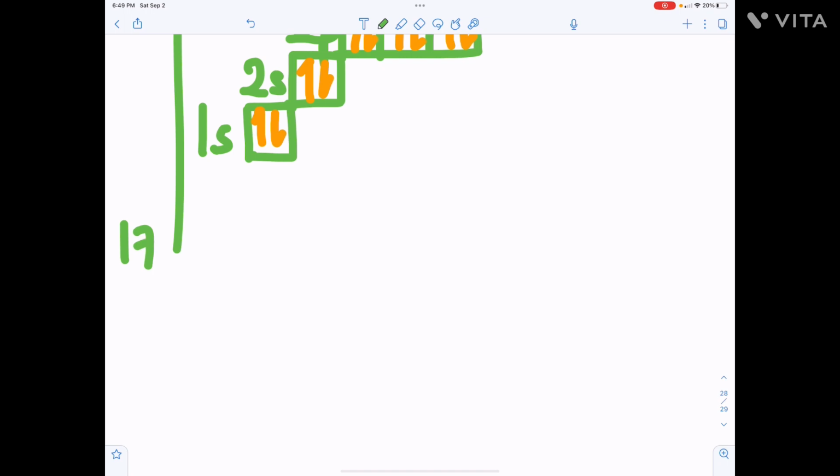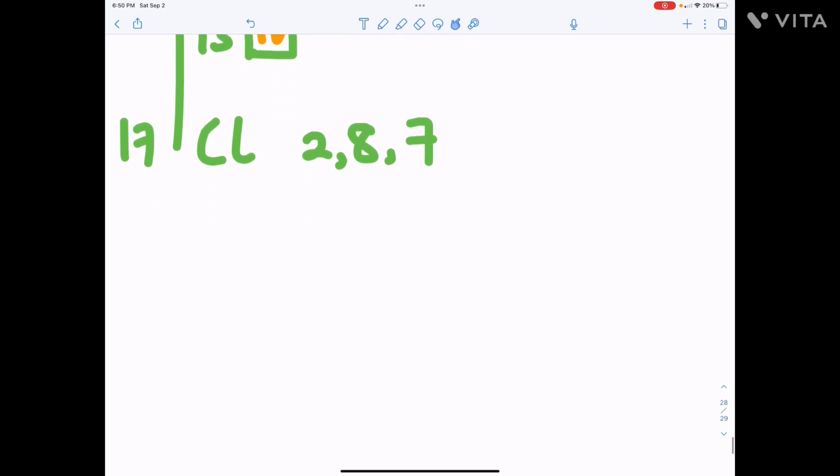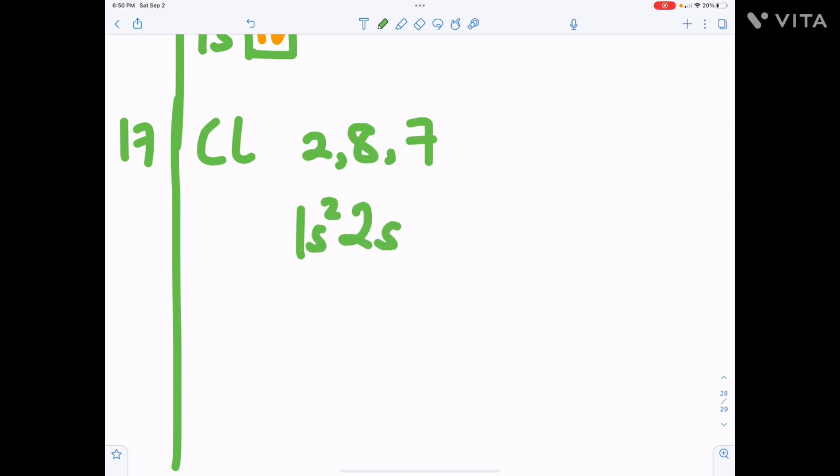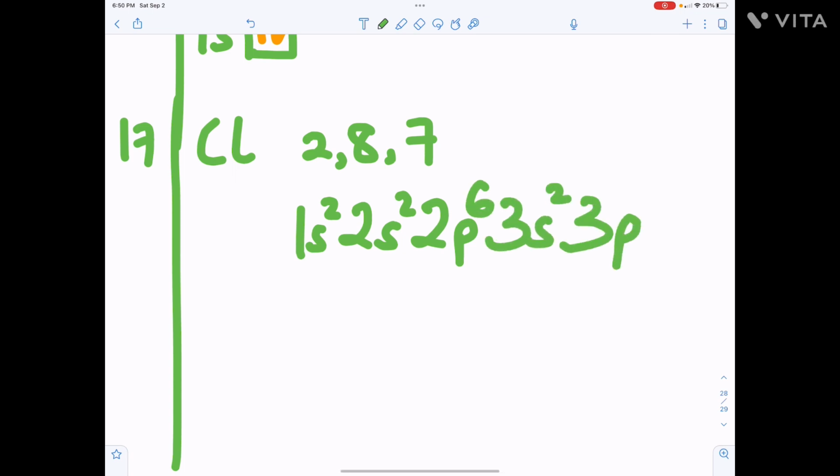Okay, that's it for sulfur. Let's go to number 17, chlorine, Cl. The shell electron configuration is 287. That's 1s2, 2s2, 2p6, 3s2, and 3p5. How did we get that?